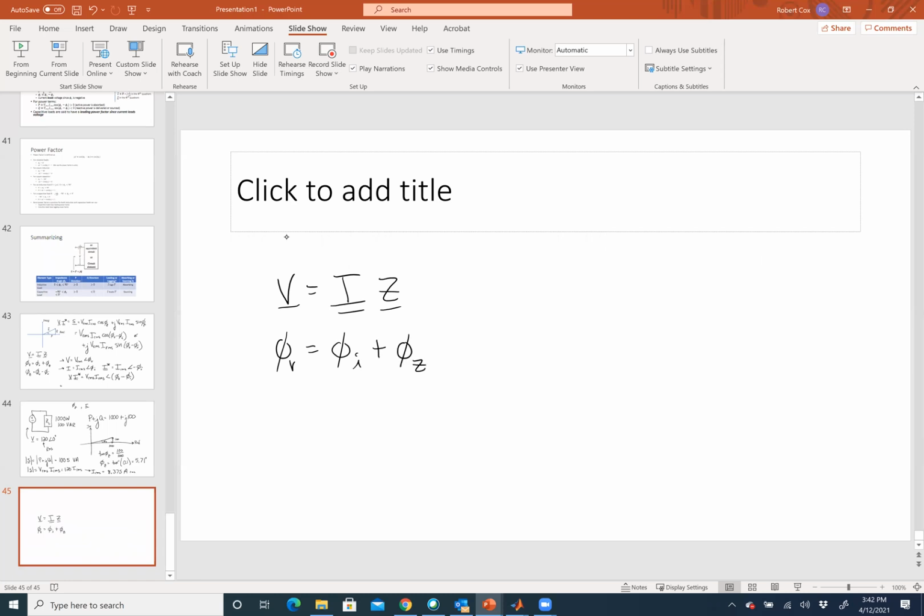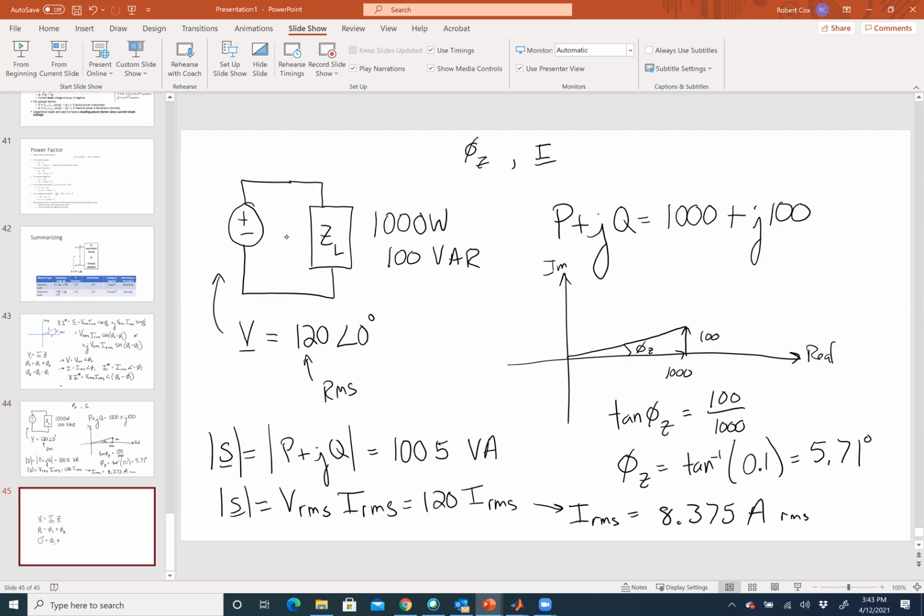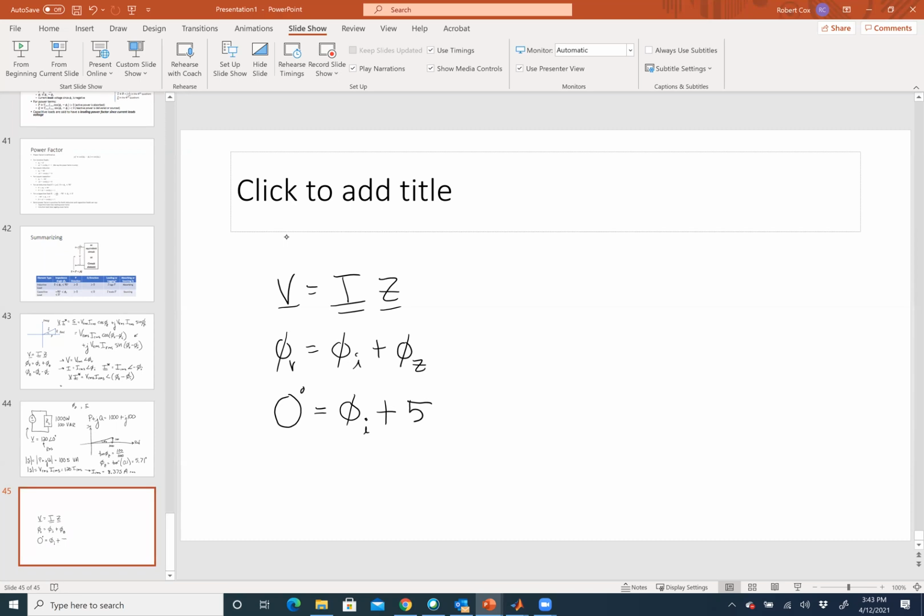We know right now phi V in this problem is 0 degrees. Phi I we don't know. And phi Z was, I think we said, 5.71 degrees. So what that says is that I has a magnitude of 8.375 with an angle of negative 5.71 degrees.